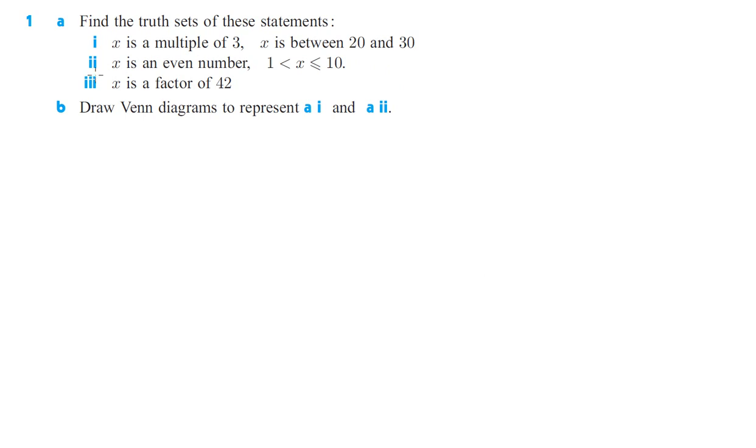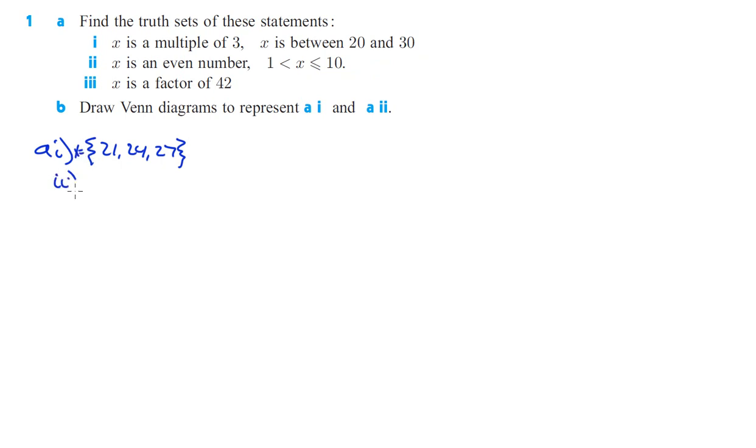So really here we're just looking for the true sets, or just what the answers are going to be here, right? So for A, part 1, the multiples of 3 that are between 20 and 30 are going to be 21, 24, 27. Since it says between 20 and 30, it's not going to actually include 30. If it was between 20 and 30 inclusive, then we could include 30, but it does not say that. So 21, 24, and 27 is going to be set X.